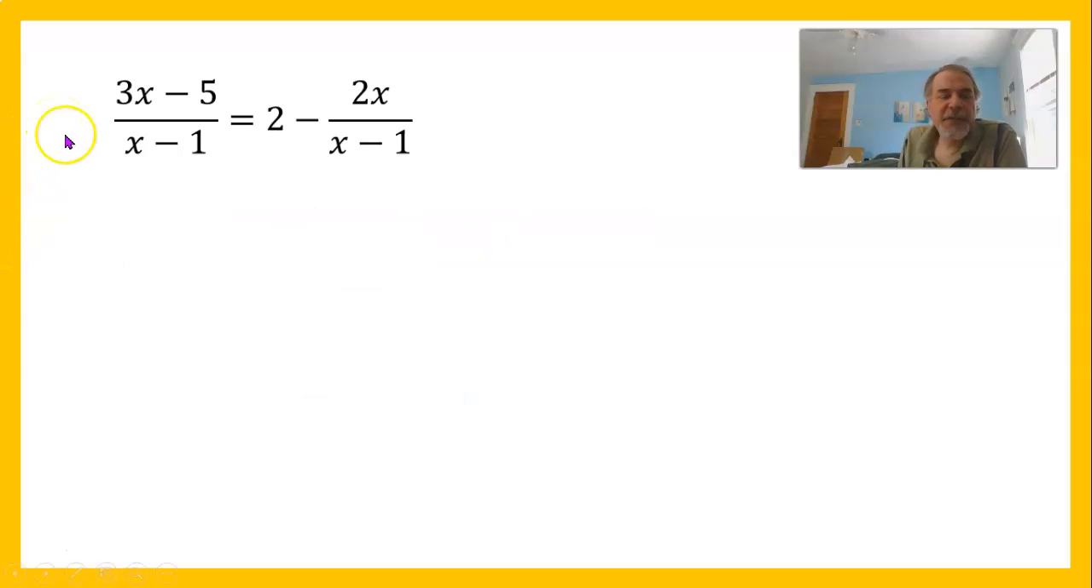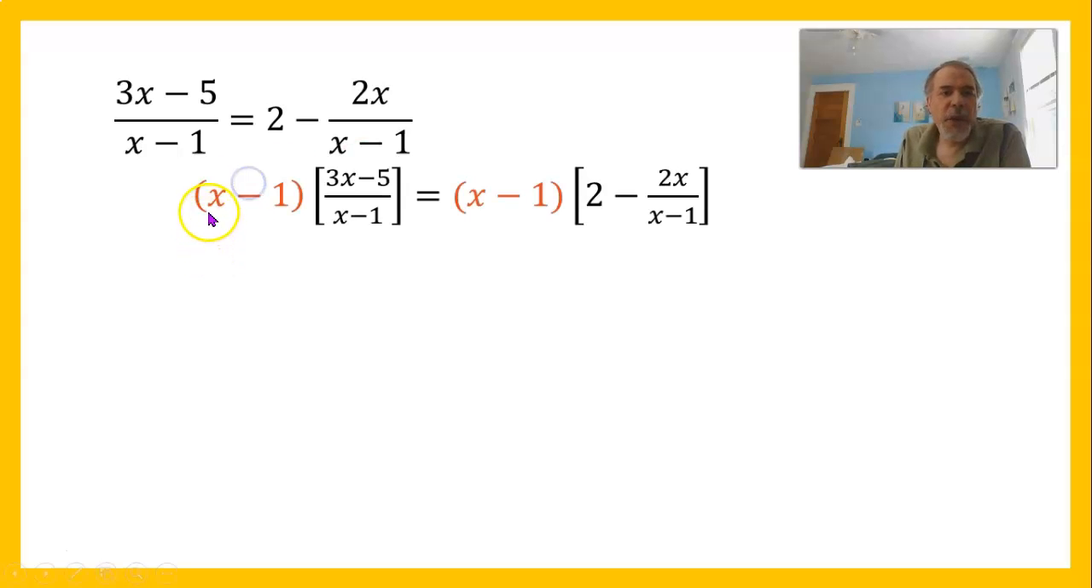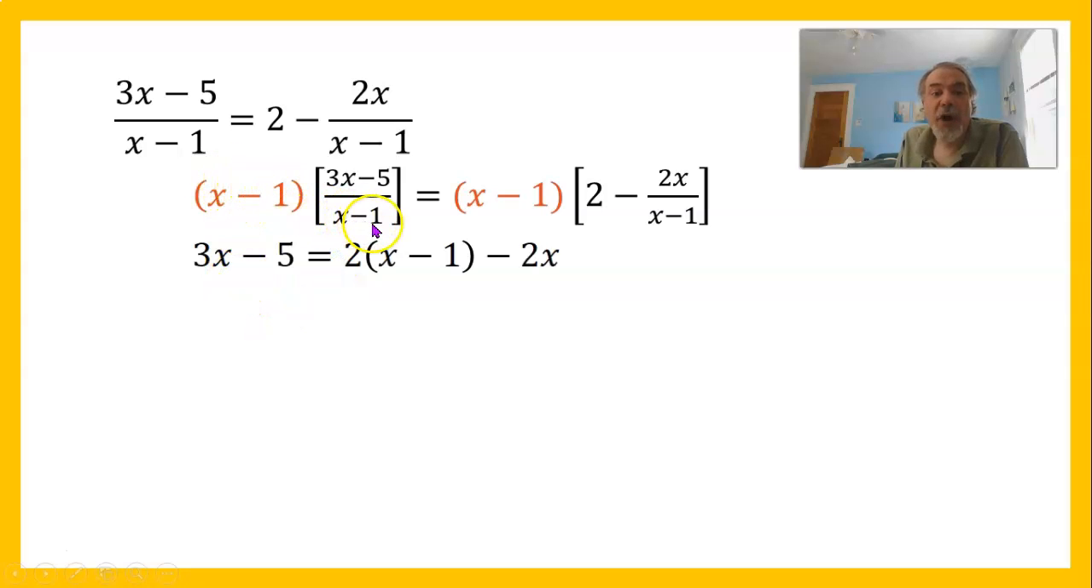Try this one. 3x minus 5 over x minus 1 equals 2 minus 2x over x minus 1. I see two fractional expressions, but they both have the same denominator, x minus 1. So that would be the common denominator, and that's what I want to multiply by on both sides of this equation. So x minus 1 times the left side equals x minus 1 times the right side. So over on the left, we got x minus 1 over x minus 1, which is just 1, times 3x minus 5.